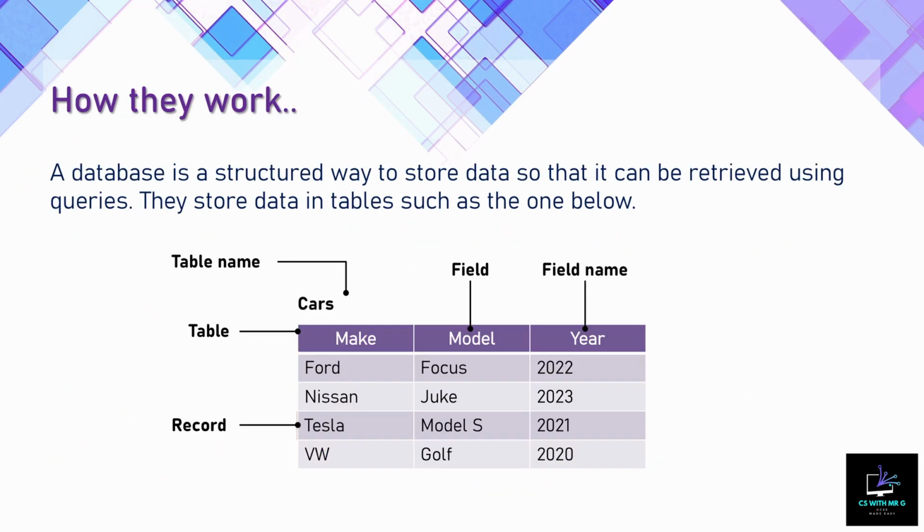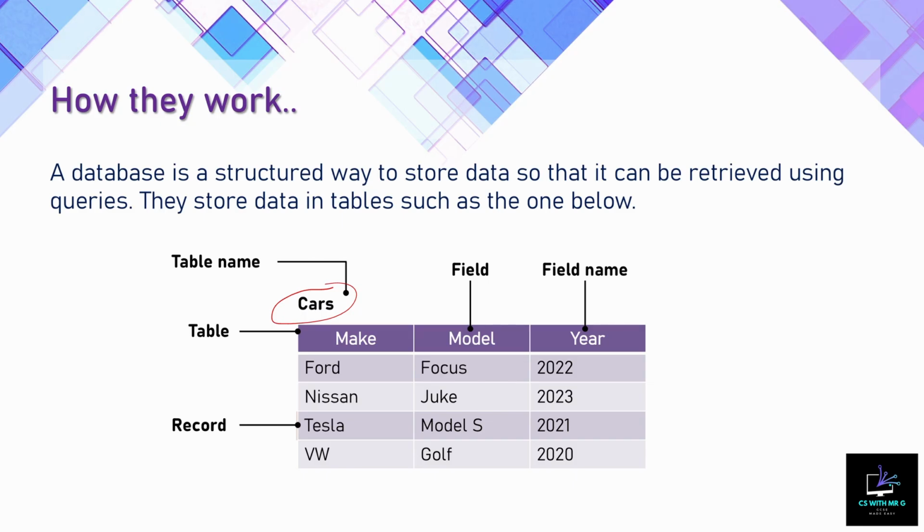So how they work is simply using tables. And there are a few keywords that you can see here that are really important for us to know when it comes to understanding databases, particularly if you are going to work with them in the future. Now, first and foremost, every table inside of a database has a table name. And in this example here, we have a table name called cars. So our table contains data about cars.